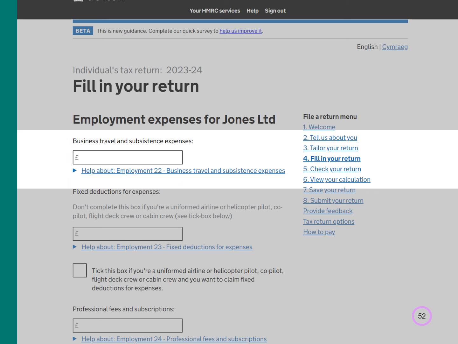So on your tax return, this first box is for any business travel and subsistence expenses you are claiming relief on. This could be travel costs, including related meals and accommodation, but not normal commuting costs, the cost of using your own vehicle for business journeys, or business expenses such as phone calls.